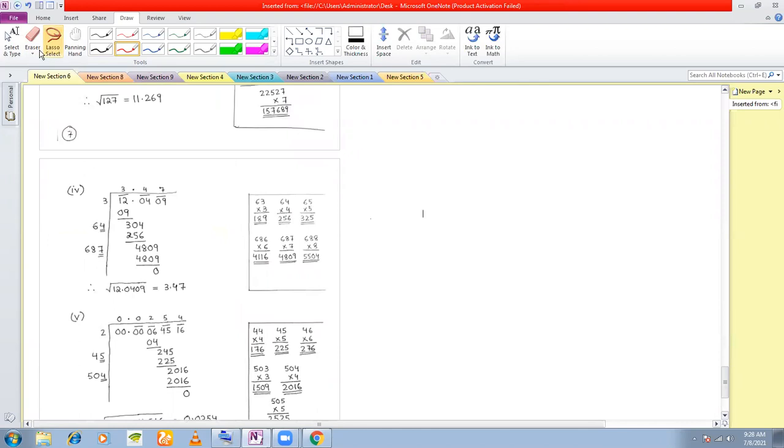So let's try it out here. You have 12.0409. You start pairing from the right hand side. This is one pair, this is one pair, and after the decimal you have this pair. Look at the first pair, which is 12. The closest square number to 12 is 9. So 3 into 3 is 9. Subtract, you get 3.